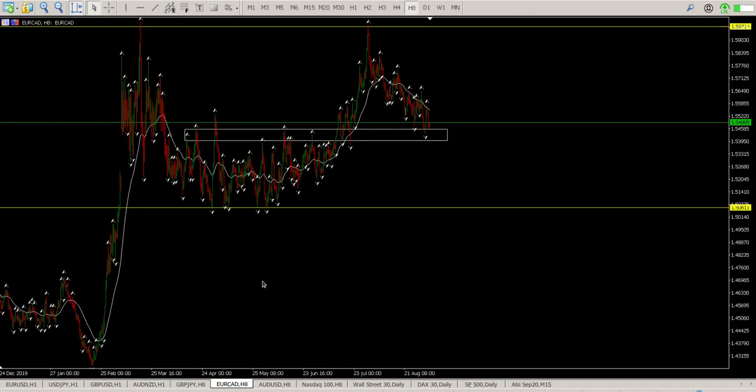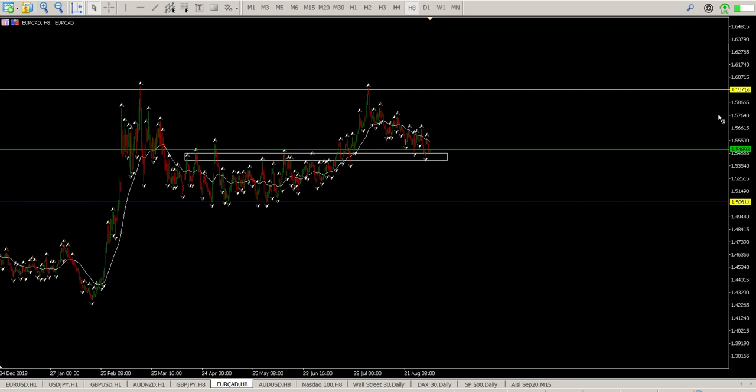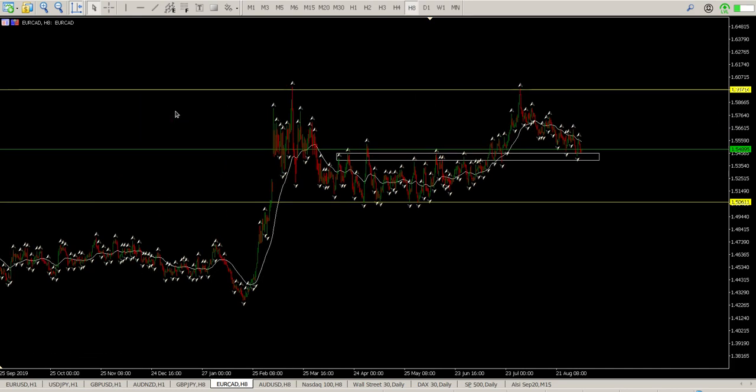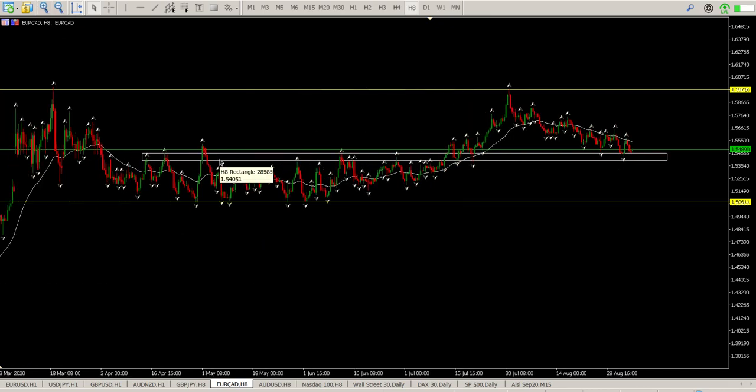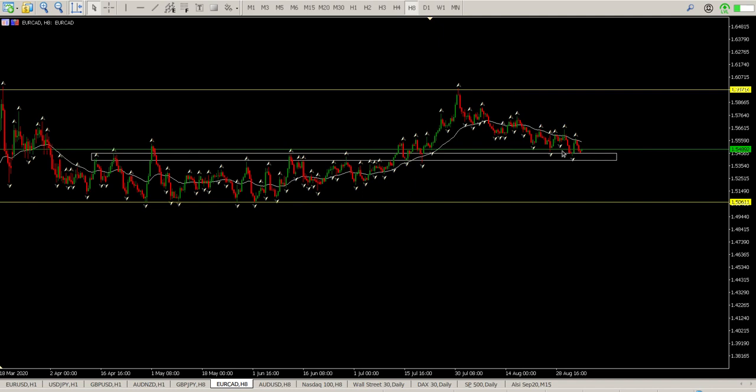Euro Canadian dollar. Pretty much sideways at the moment, and you can see this channel forming here. Let's just get a little bit bigger so we can see price action. So you can see lots of consolidation there, more consolidation, range bound stuff there. We broke above the top of that range and we came back to test it.